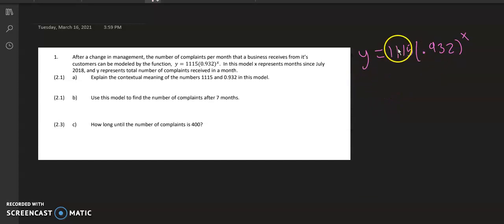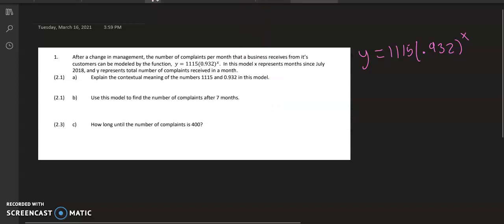What we can do is this equation. So, the context. After a change in management, the number of complaints per month that a business receives from its customers can be modeled by the function y equals 1115 times 0.932 to the x. In this model, x represents months since July 2018, and y represents total number of complaints received in each month.